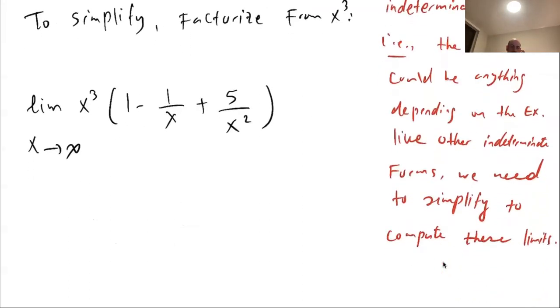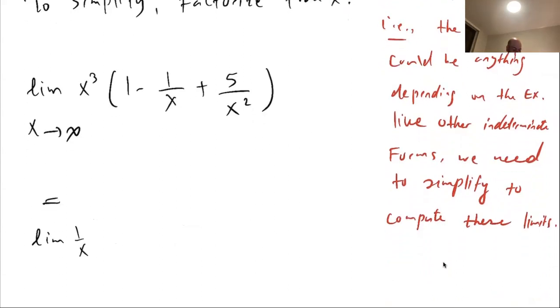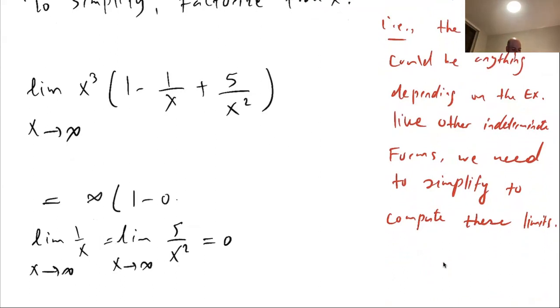Yeah, so this limit will be infinity. Now see, limit 1 over x, which is the same as limit 5 over x squared. These limits will be 0 as x goes to infinity, 1 over x or 5 over x squared. So it's a constant over infinity, so those limits will be 0. So the answer will be infinity times 1 minus 0 plus 0. And infinity to the power 3 we said is infinity, right? So the answer will be infinity.